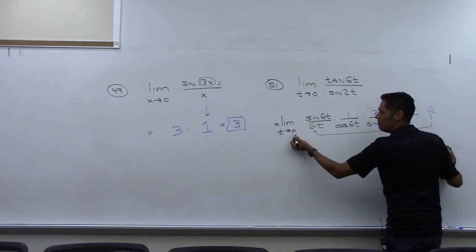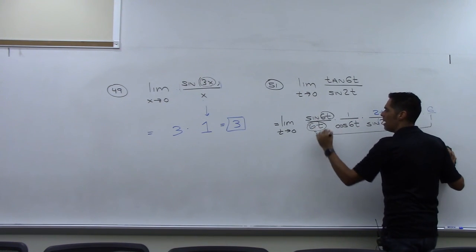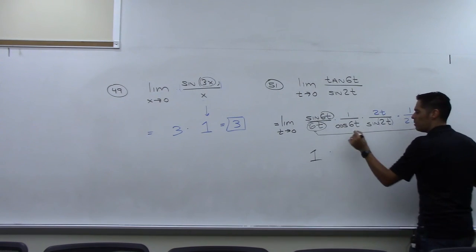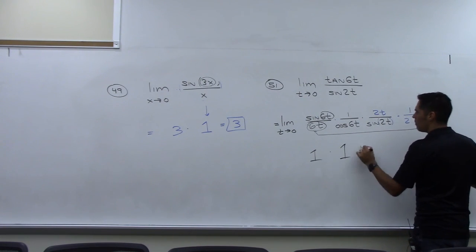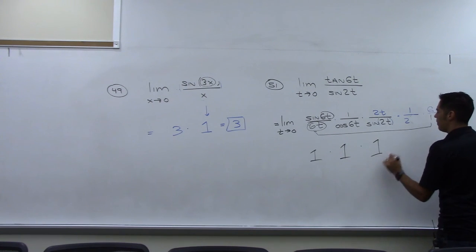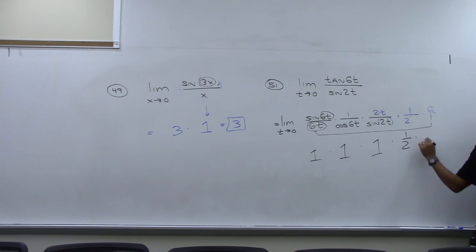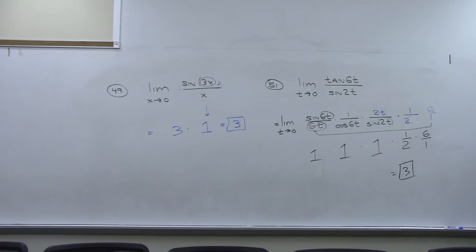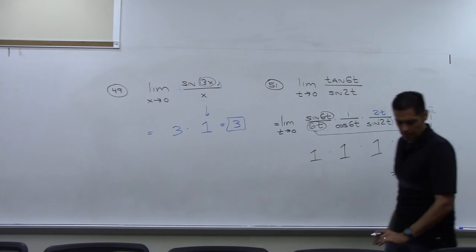When I take the limit, since the junk here and junk here match, and this is sine junk over junk, this goes to 1. This we already said was 1. This we said was 1. This is 1/2 now, and this is 6 over 1. And when you multiply those all together, you get 3. Amazing.